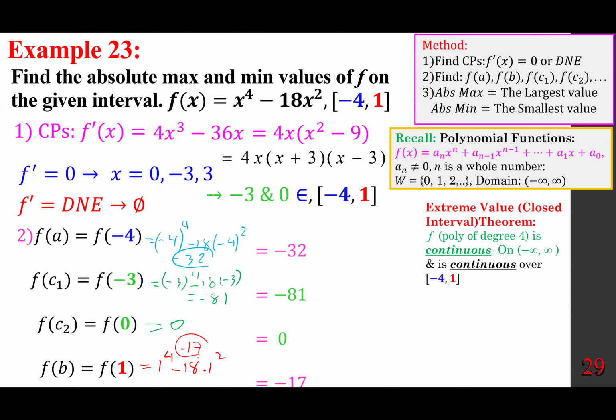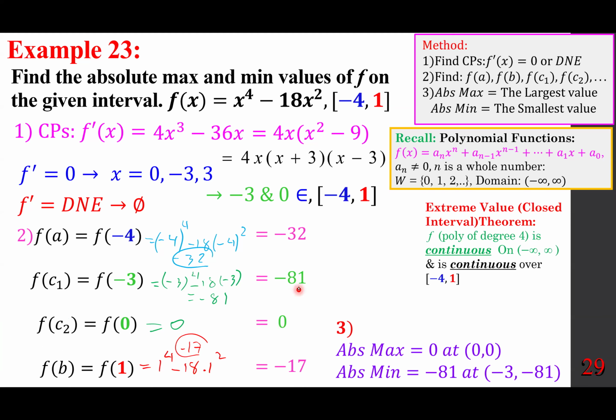And so all of them are negative or zero. So the largest number is this, and the smallest number is this. And we're going to say absolute max is 0 at 0, 0. Absolute min is minus 81 at negative 3, negative 81. That's how we do that.